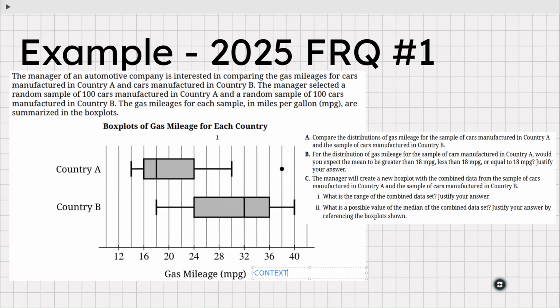But now we need to compare it. So when you compare it, there's a couple things you need to compare.